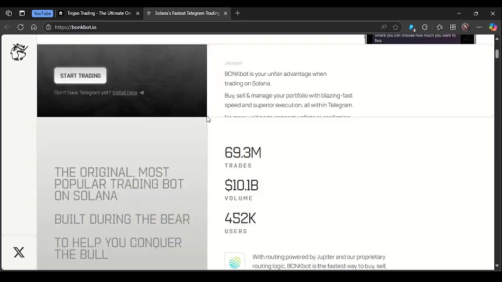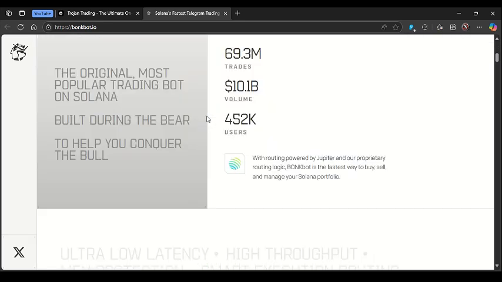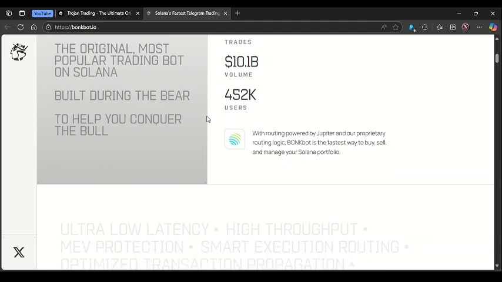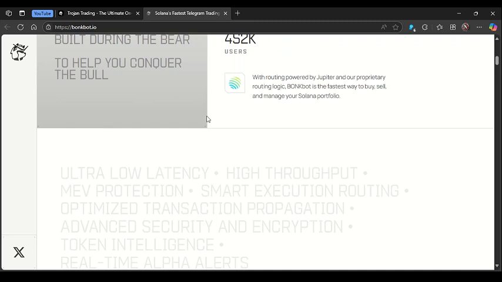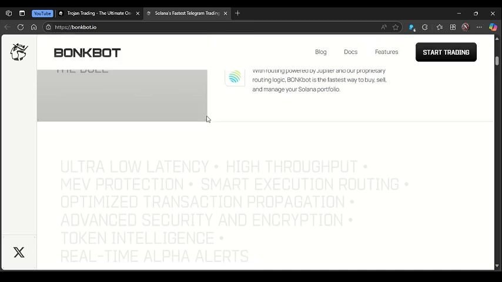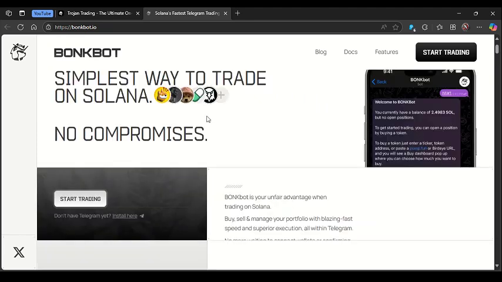Its direct integration with Telegram's streamlined interface and routing through Jupiter provide an incredibly efficient experience for swift traders, making it ideal for those who prioritize speed and ease of use above all else in the volatile meme coin market.